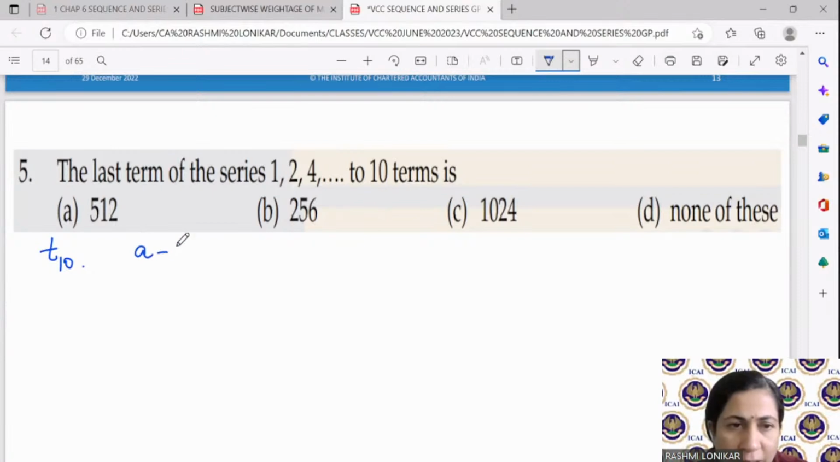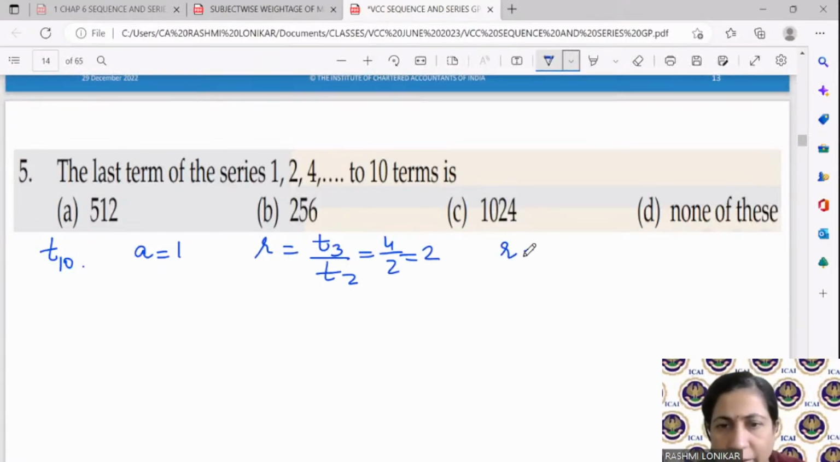What is A? A is 1. Now what is R? T3 upon T2, which is equal to 4 upon 2. Answer is 2. Again, I cross check.